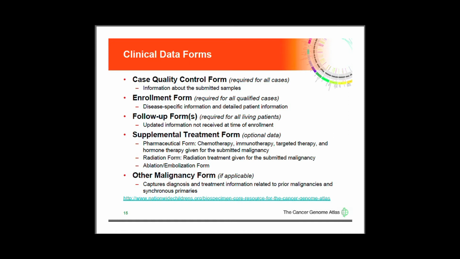Sometimes you will receive information on what treatment they received, be it pharmaceutical or radiation. We also have an ablation form. For the liver study, sometimes they're treated by radiofrequency ablation. And if the patient did have another cancer at some point, we want to capture that information, so we also have another malignancy form. If they had colon cancer 10 years ago and are now presenting with breast cancer, we want to capture that, just in case it's important.